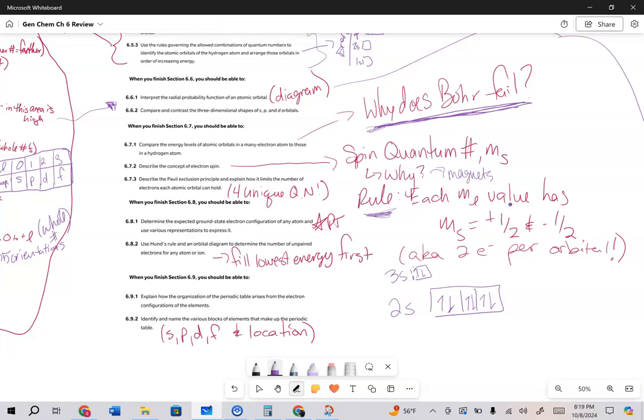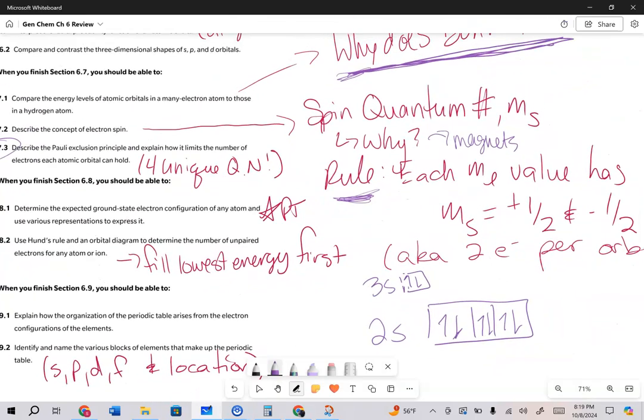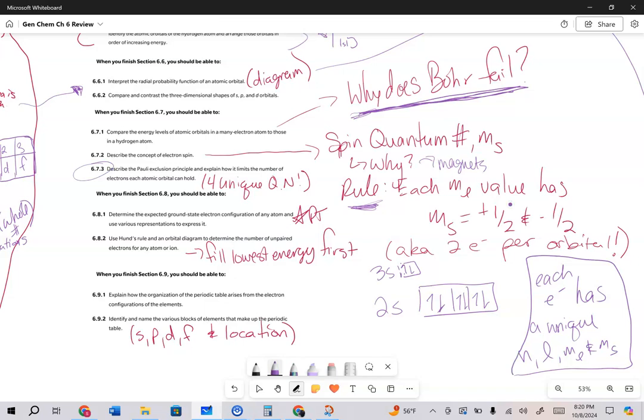Okay? So this is described by the Pauli exclusion principle, which states that each electron must have 4 unique quantum numbers. So positive and negative spin are the 4th quantum number, and each electron has a unique N, L, M sub L, and M sub S. No 2 electrons can have the same 4 quantum numbers, is what the Pauli exclusion principle says.